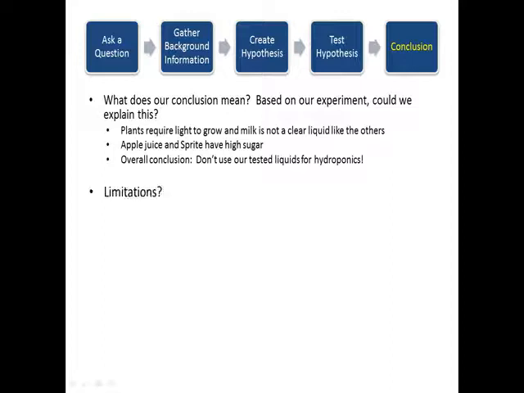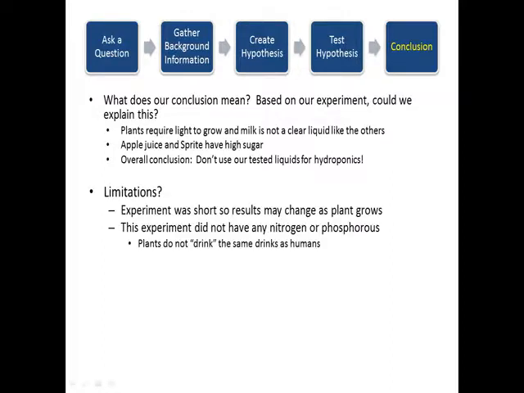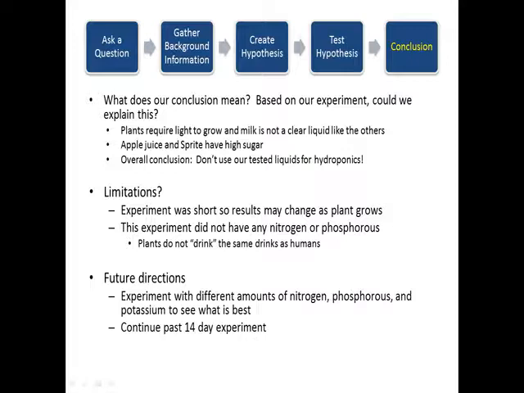What are some of the limitations to our experiment? First, our experiment was only 14 days long, and so our results could have changed if it was longer than 14 days. So in other words, maybe apple juice would have actually been higher than water if we would have done the experiment longer. Also, none of our liquids had nitrogen and phosphorus, which are required for plants. Therefore, plants do not drink the same drinks as humans. If I were to do this experiment again, I would include liquid, nitrogen, and phosphorus and find which are the best nutrients for plants and continue this experiment past 14 days.